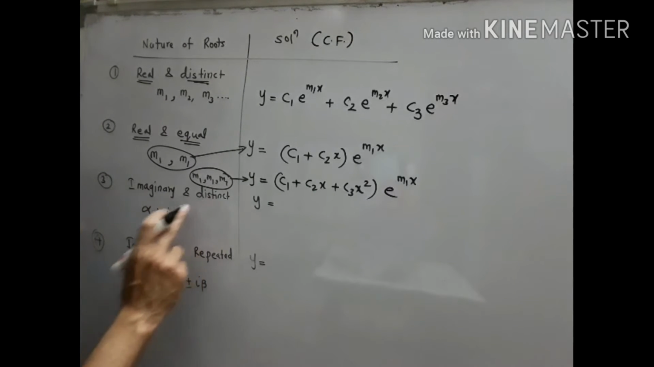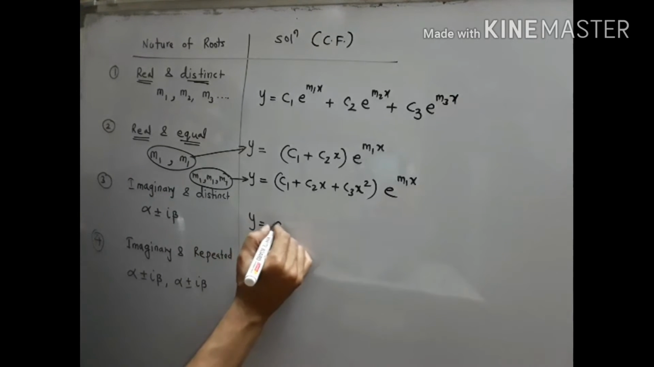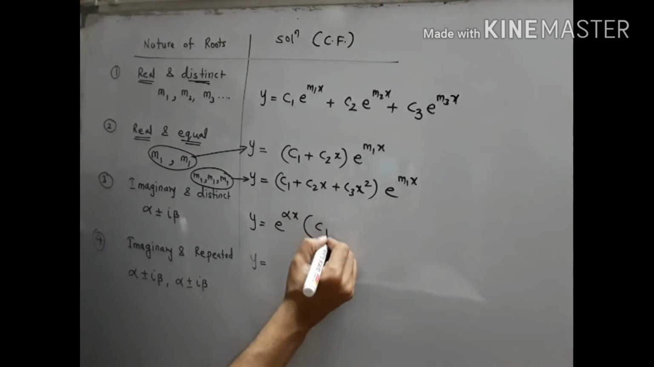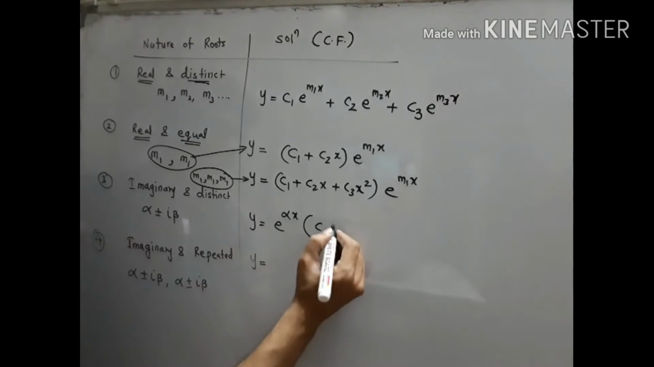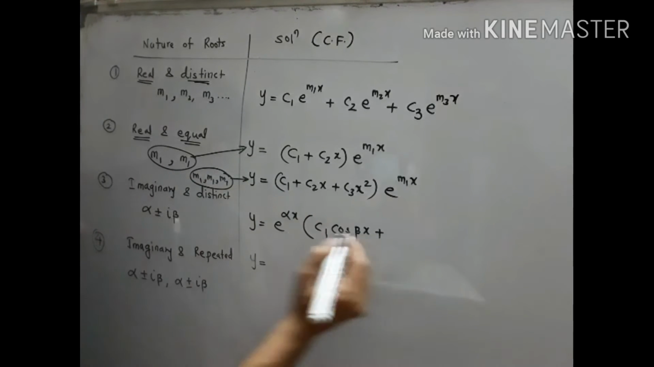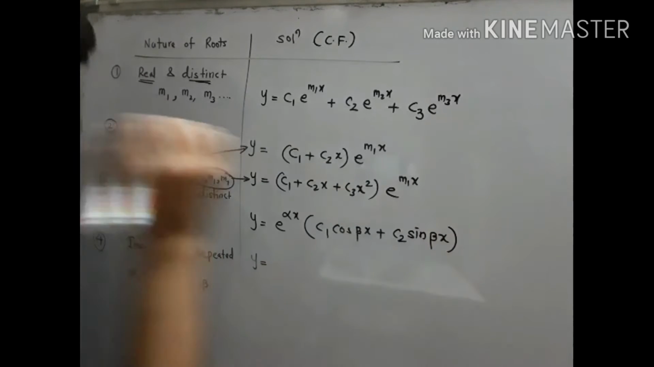Next we talk about imaginary and distinct roots. How do we write the solution? The solution is e raised to alpha x into (c1 cos of beta x plus some other constant c2 sine of beta x).